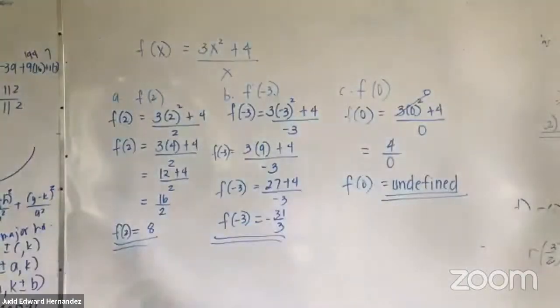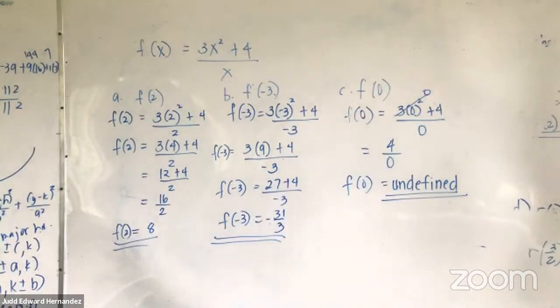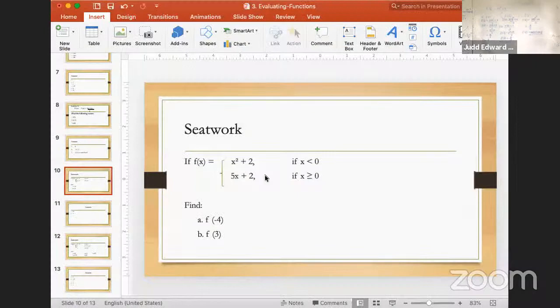Okay, questions? So that is how to evaluate a function if you are given an equation. For this one, this is 3x squared plus 4 over x. Okay. So what if we're now given a piecewise function? What do we do if we are given a piecewise function? Okay, for example, this is the piecewise function. So I will share my screen. What if we're now given this piecewise function?